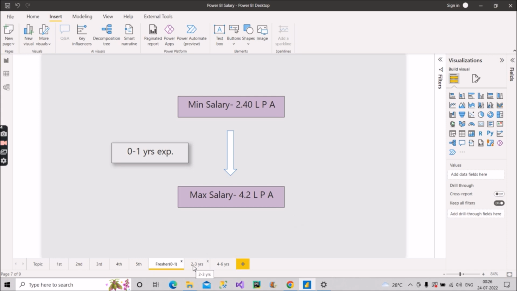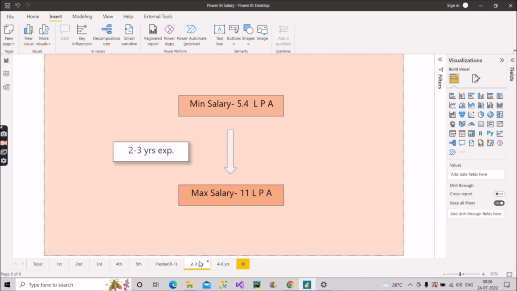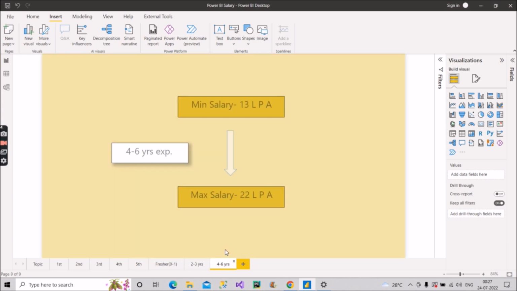Then let's move ahead with 2 to 3 years of experience. Here, as you can see, your minimum salary is 5.4 LPA and your maximum salary is 11 LPA. And now let's see the salary range for 4 to 6 years of experience. For 4 to 6 years, the salary ranges from 13 LPA, as you can see here, to 22 LPA.